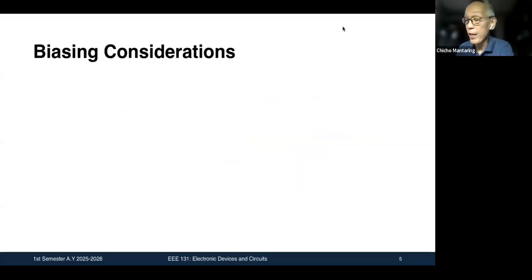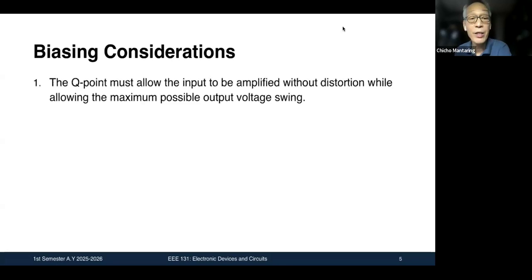Okay, so biasing considerations. I already mentioned this earlier. Number one, the Q point must allow the input to be amplified without distortion while allowing the maximum possible output voltage swing. I think I've been stressing that already for the past I don't know how many minutes. Proper choice of the Q point, which is established by your V bias, or your Vin, the DC component of your input signal.